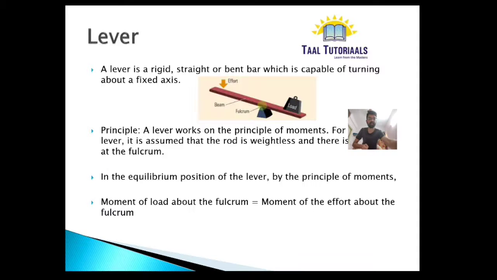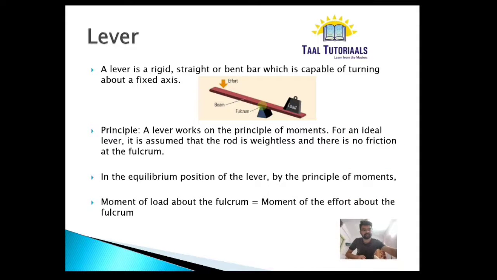Now we'll come to the next topic, that is lever. What is basically a lever? See, a lever is a rigid, straight or bent bar which is capable of turning about its fixed axis. This is the same principle which we use in moment or couple, that it works on the principle of a moment. For an ideal lever, it is assumed that the rod is weightless and there is no friction at the fulcrum. In the equilibrium position of the lever, the moment of the load about the fulcrum and the moment of effort about the fulcrum will always be equal.